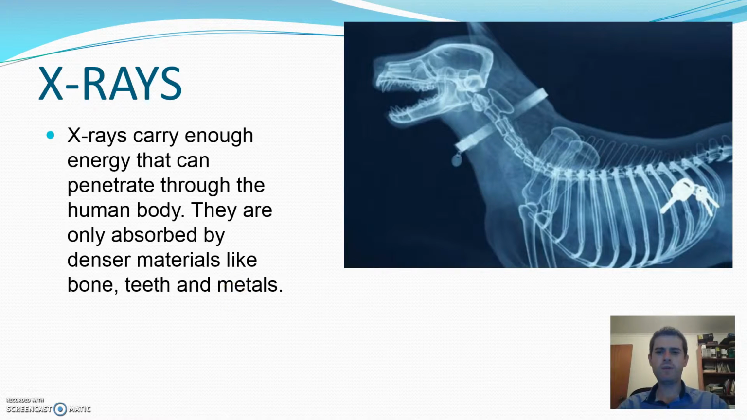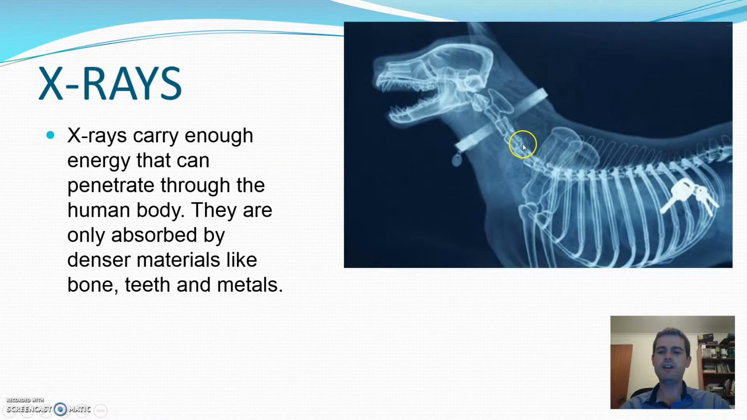So moving on from UV up to higher energies, we now get into what we call X-rays. I'm sure you're familiar with X-rays. X-rays carry enough energy they can penetrate through the human body, pretty much go straight through it. They're only really absorbed by denser materials like bones, teeth, or metals. So we've got an X-ray image here, which illustrates my point perfectly.